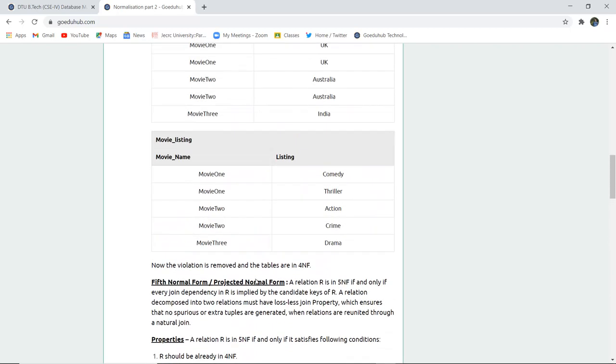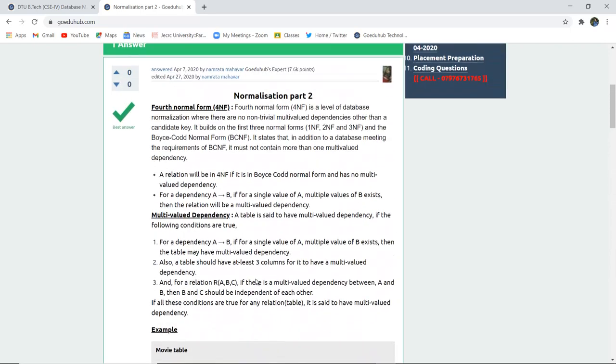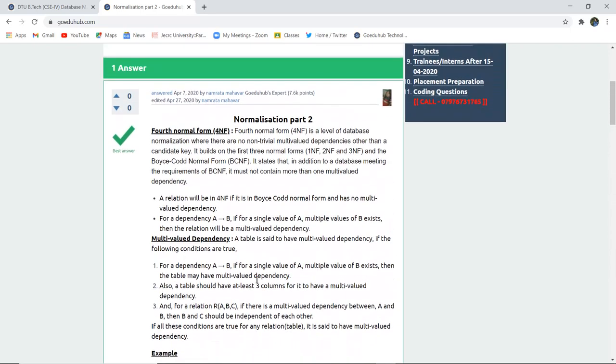By the end of this video, we have studied all the normal forms. In the previous video we looked at 1NF, 2NF, 3NF and BCNF, and in this video we have looked at 4NF and 5NF normalization in database management systems.